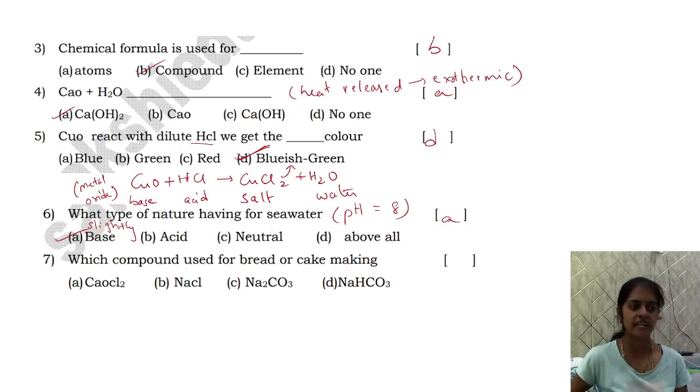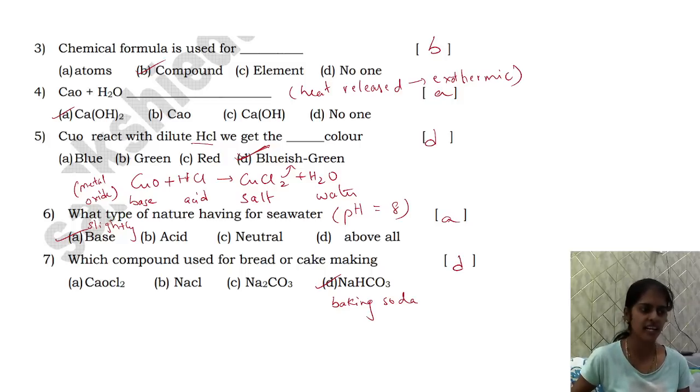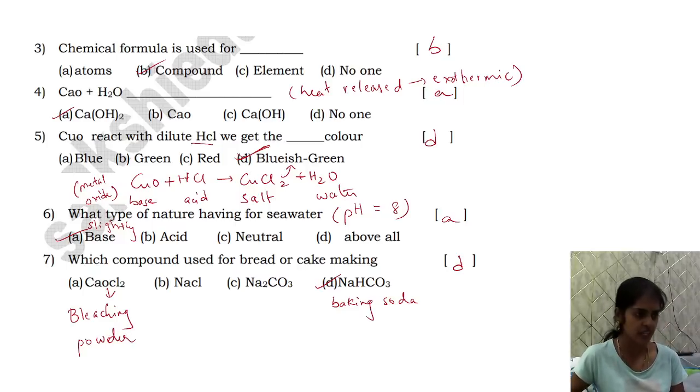Which compound is used for bread or cake making? For bread or cake making, what do we put into that? Baking soda, we add it, isn't it? One main ingredient is baking soda. So NaHCO3 is baking soda. Now what are the other formulas? CaOCl2 is bleaching powder. You should learn the other formulas also. NaCl is common salt, and Na2CO3 is washing soda.